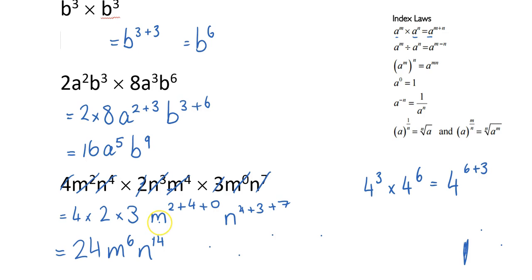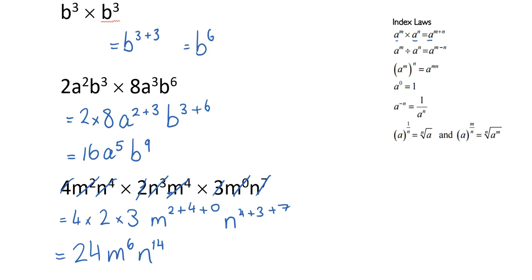People don't typically get confused with the letters, but the numbers throw a few people. So just be aware of that, that the base stays the same. So that's multiplying in its simplest form. So when we multiply, we just add the powers.